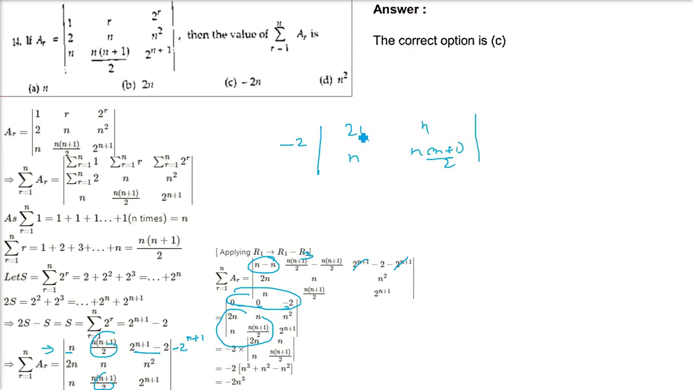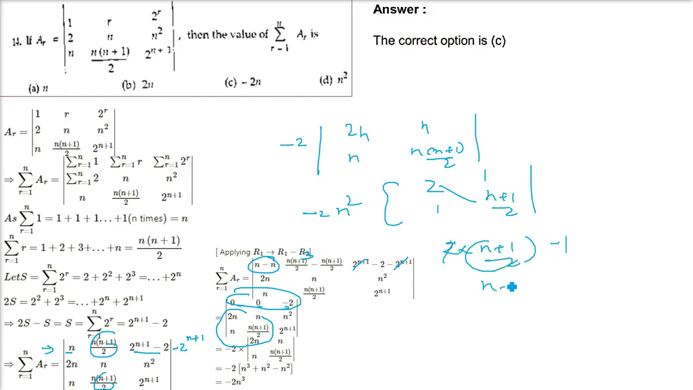Okay. So let us take n outside from first column, second column. So n square will come out. So what will remain? 2, 1, 1 and n plus 1 by 2. So 2 into n plus 1 by 2 minus 1. 2 gets cancelled, n plus 1 minus 1, 1 gets cancelled, you get n. Then you have minus 2n square outside. So it will be minus 2n cube. So as I said, it will be minus 2n cube. The answer is minus 2n cube. This is how it comes.